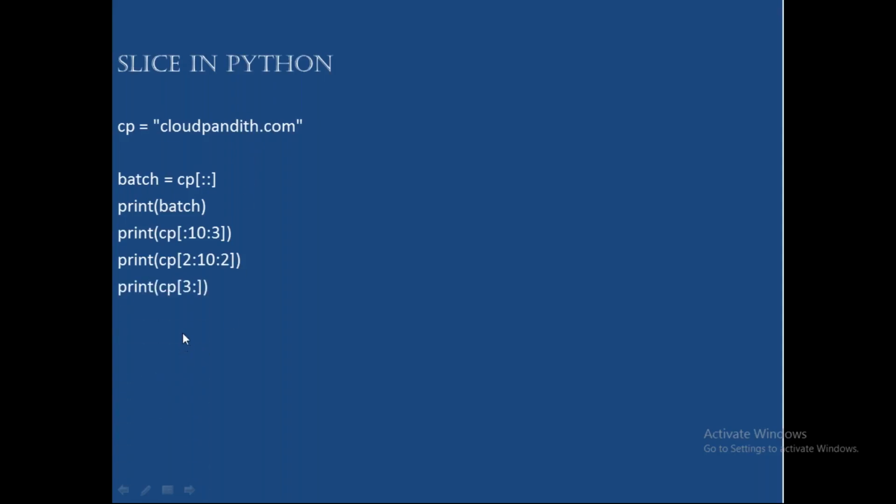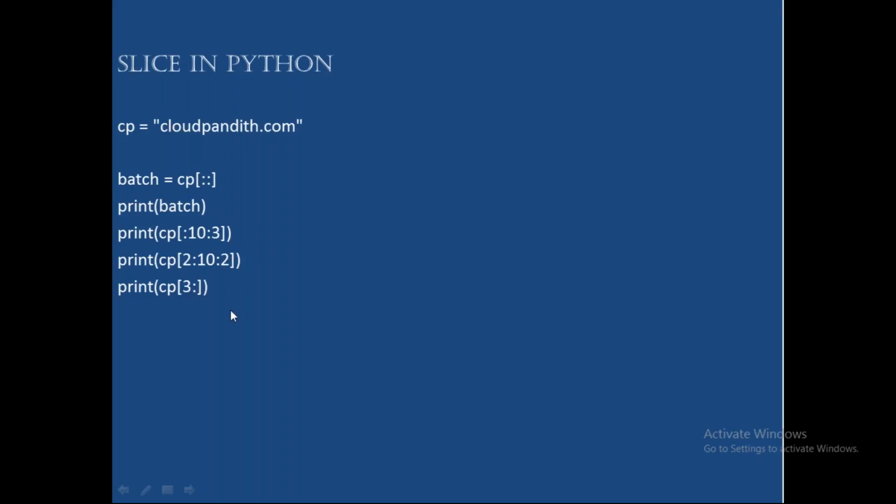Okay, it will start from U, right? 0, 1, 2. The starting point is U, right? This C is starting 0. Point 2 means it will print from O, right? That's what I am saying. You are saying U. I'm saying O. Okay.